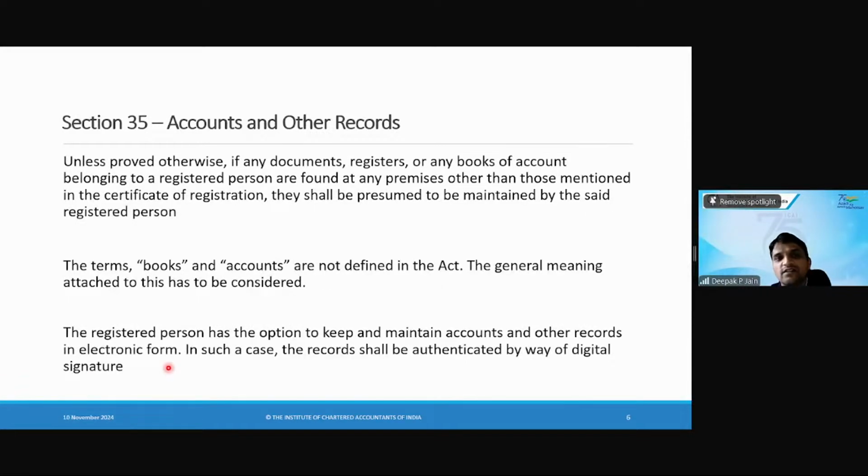Unless proved otherwise, if any documents, register, or any books of accounts belonging to a registered person are found at any premises other than those mentioned, they shall be presumed to be maintained by the registered person itself. Sir, registration requirement also applicable to CTP, NRTP, or UIN?